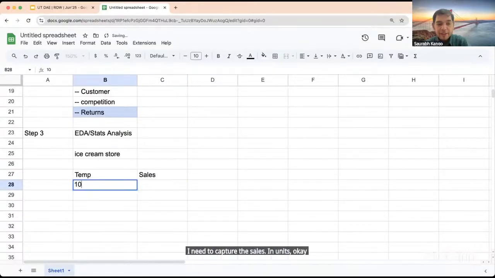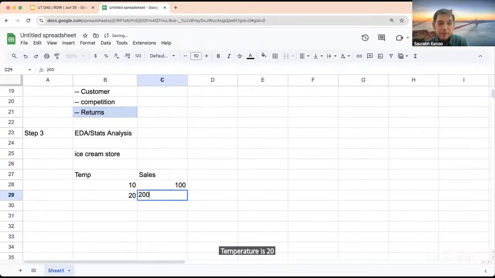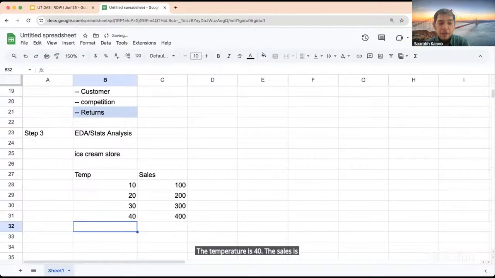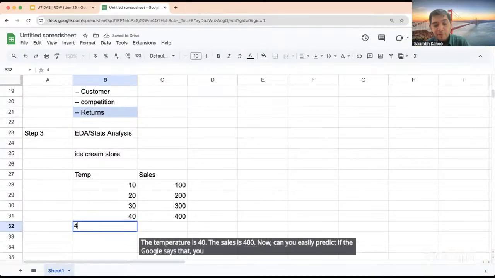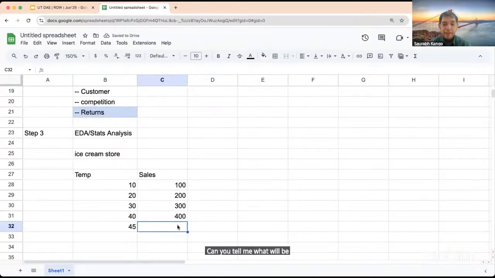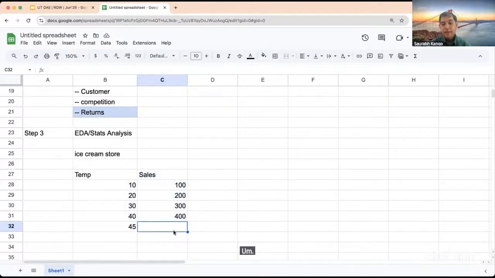Okay, the temperature is 10, the sales is 100. Temperature is 20, the sales is 200. The temperature is 30, the sales is 300. The temperature is 40, the sales is 400. Now, can you easily predict, if Google says that the temperature will be 45 on Friday, can you tell me what will be the expected sales based on the data patterns that we are observing? What is the expected sales here?